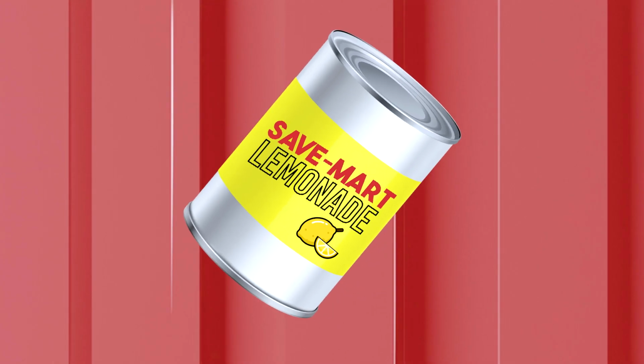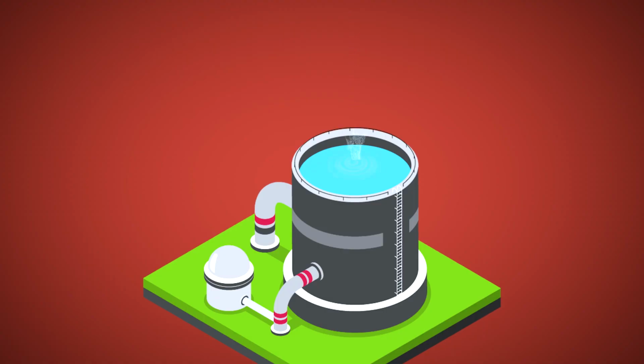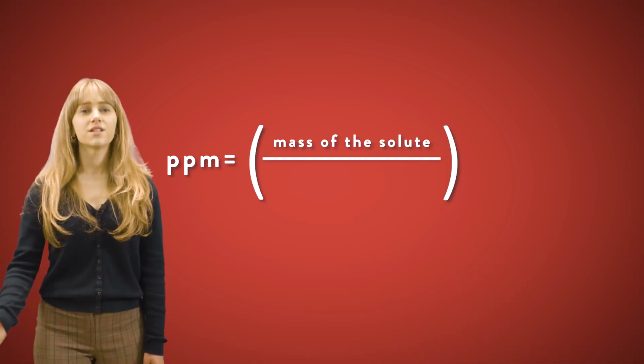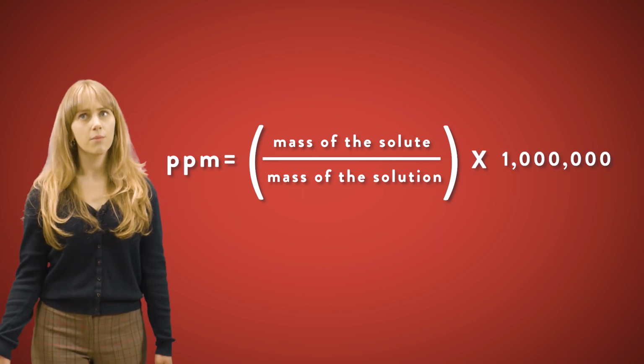But there's also larger quantities, like say if we accidentally knocked our lemonade powder into a giant industrial vat. Well, then we might be looking for the parts per million formula. ppm equals mass of the solute divided by the mass of the solution times 1 million. You know, because a million.